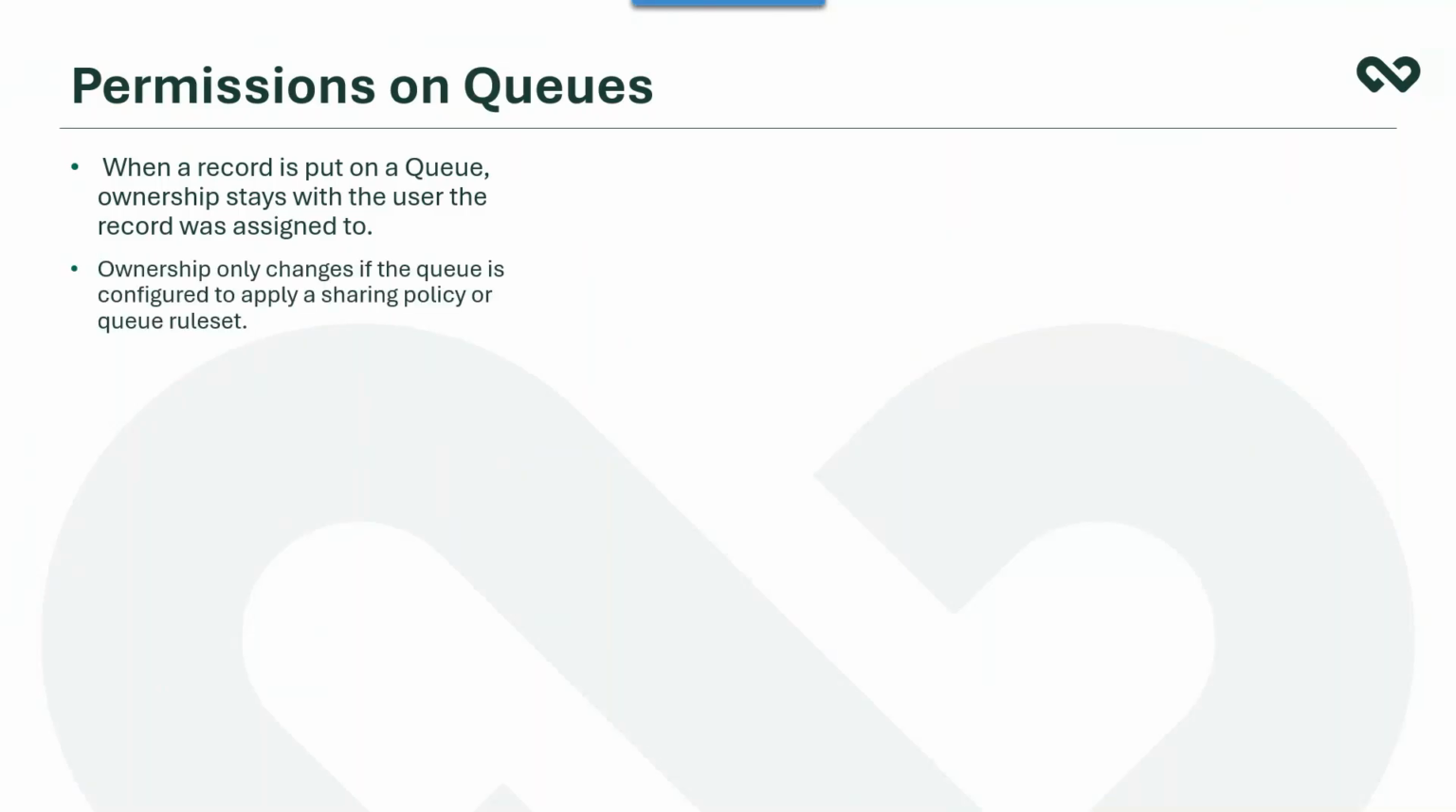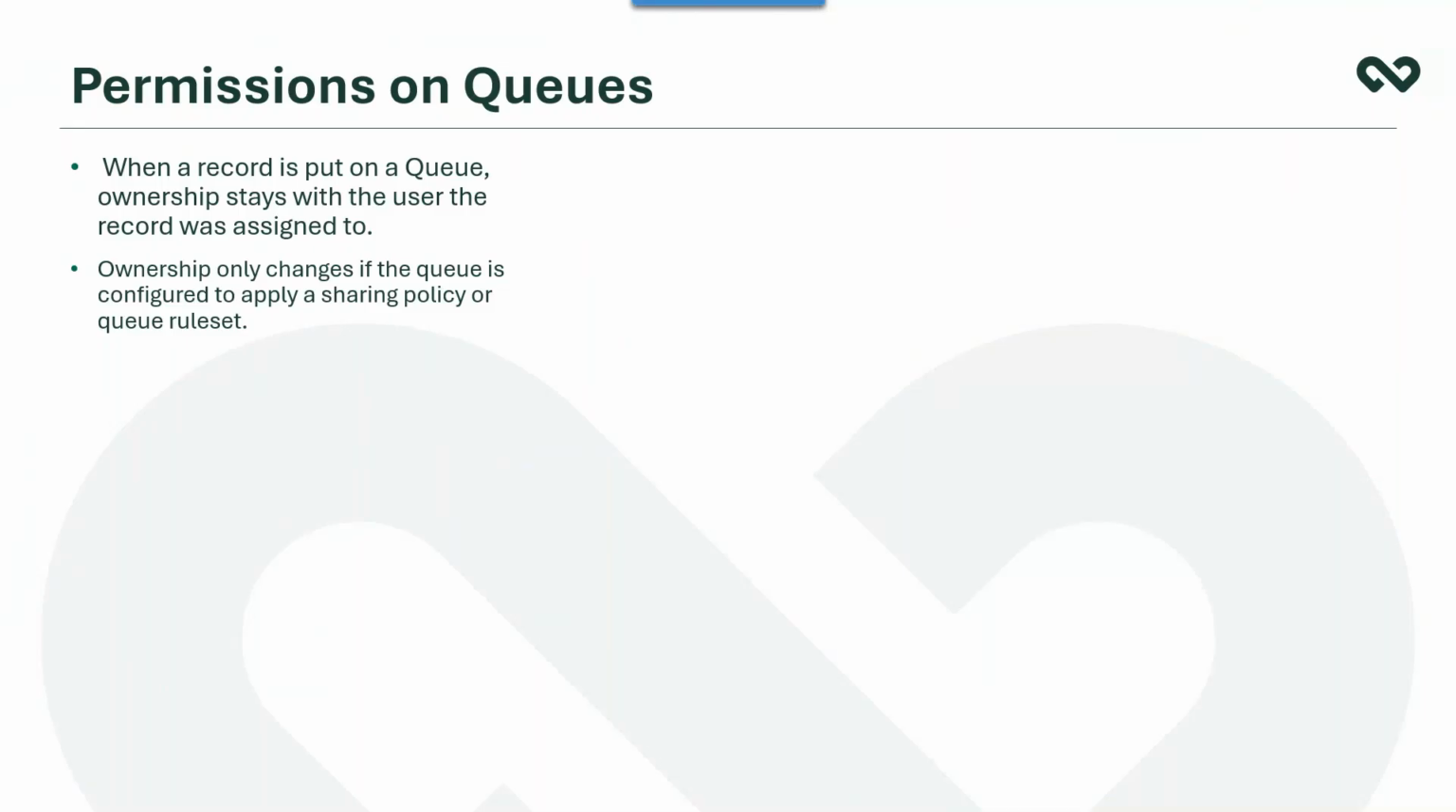However, queues work a little different. When you assign a record to a queue, ownership does not automatically change. The record stays owned by the user it was previously assigned to. Because of this, other people in the queue won't automatically get access unless the queue is configured to allow this.